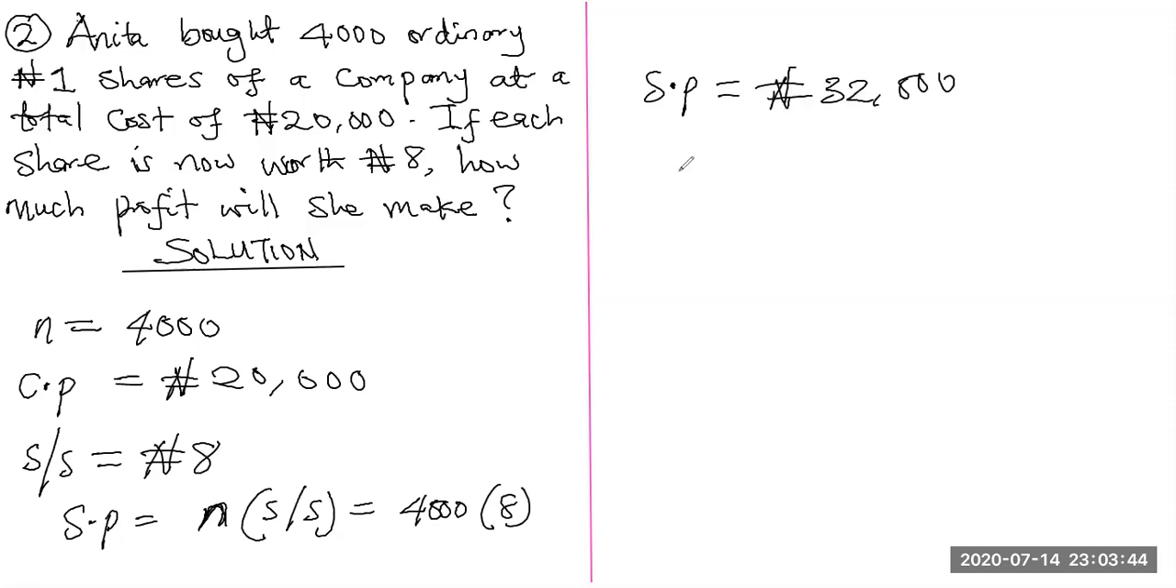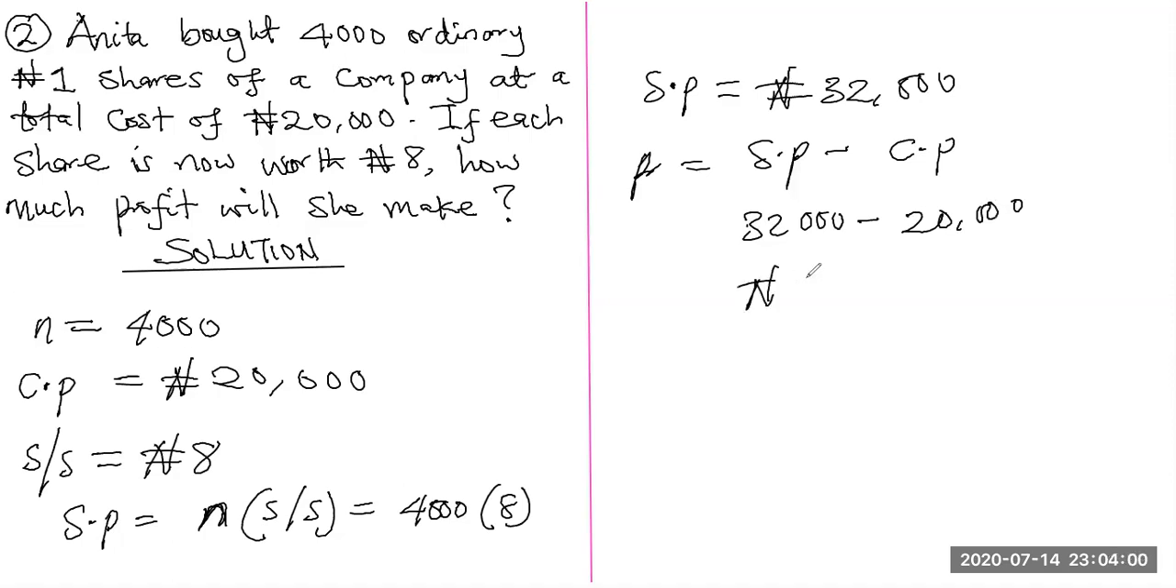And profit is equal to selling price minus cost price. Your guess is as good as mine: 32,000 minus 20,000. We end up having 12,000 naira as the profit she will make by selling off. Hope that is well explained. Question 3.